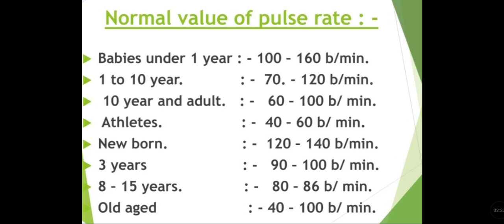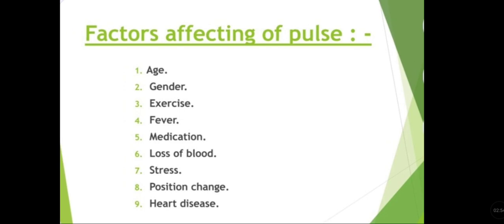Normal value of pulse rate: babies under 1 year 100 to 160 beats per minute, 1 to 10 years 70 to 120 beats per minute, 10 years and adult 60 to 100 beats per minute, athletes 40 to 60 beats per minute, newborn 120 to 140 beats per minute, 3 years 90 to 100 beats per minute, 12 to 15 years 80 to 86 beats per minute, old age 40 to 100 beats per minute.